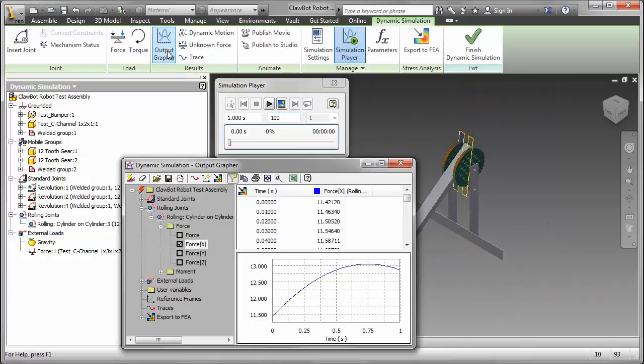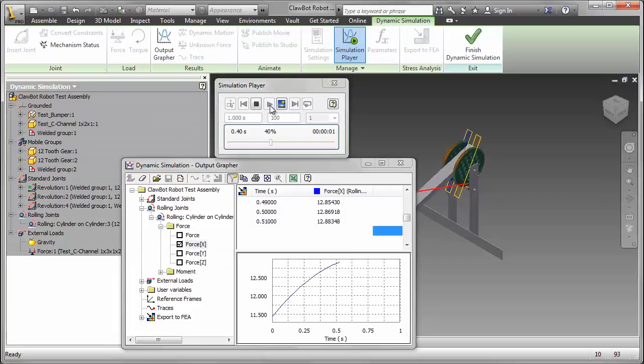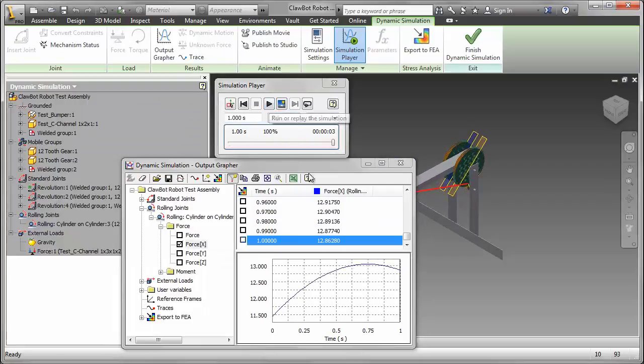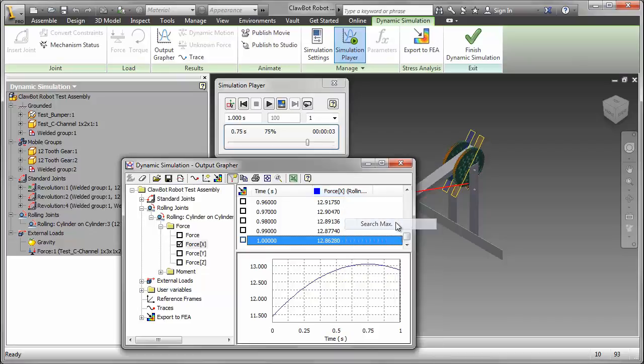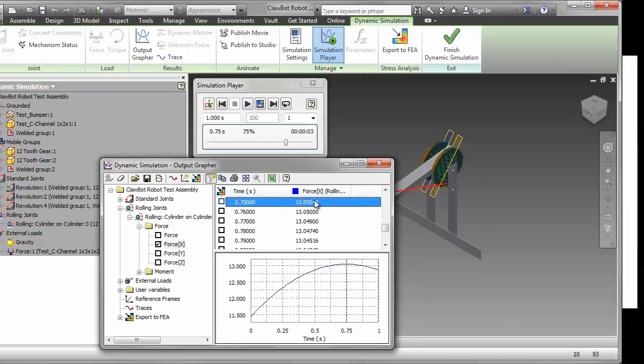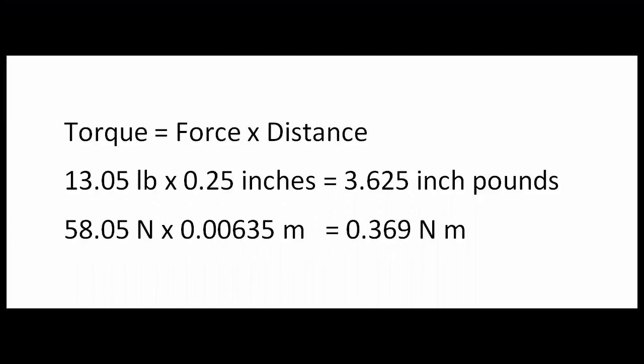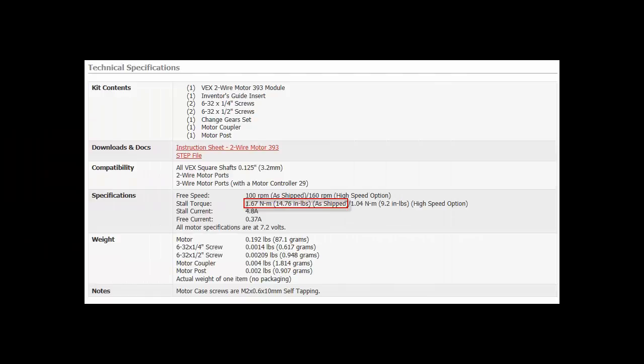The simulation was run, and the data from the output grapher was reviewed to determine the maximum force along the x-axis. Using this value, the torque was calculated by multiplying the force times the radius of the small gear. The values were compared to the specifications for the VEX motor. The conclusion is that a single motor design is acceptable.